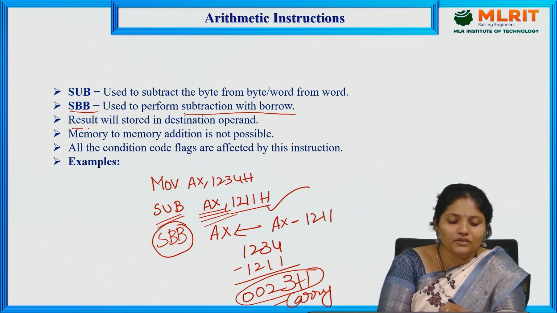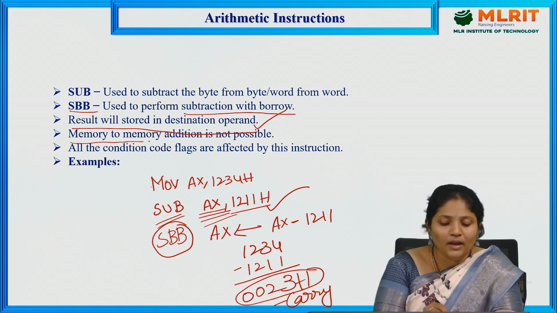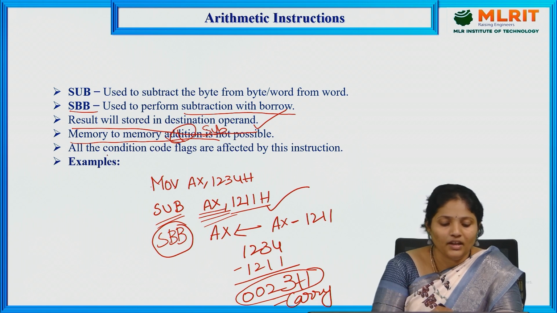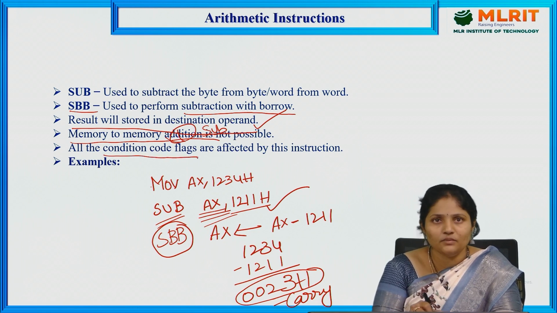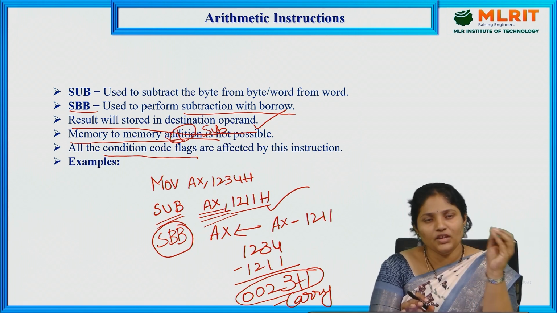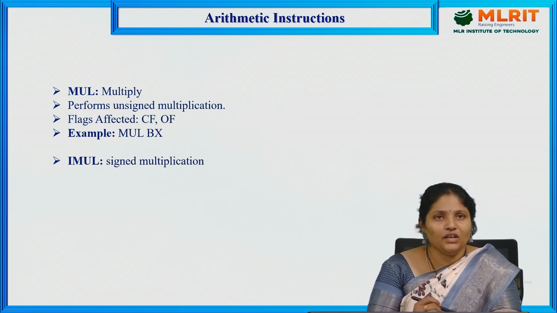Here also the result will always be stored in the destination operand, and memory to memory subtractions will not be performed. And here also the conditional code flags may be affected after these instructions, or in all the arithmetic instructions, the conditional codes may be changed. So coming to the next instruction, the multiplication instruction.